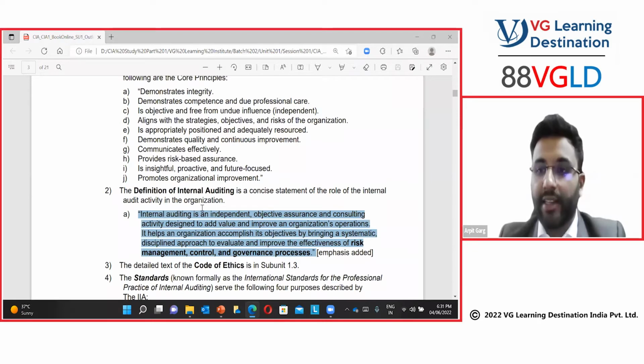It says internal auditing is what? It's independent. The first word is independent. So the internal audit activity has to be independent in itself. It should be objective. What is objective? As I said, objective is unbiased and it should not have any conflict of interest.